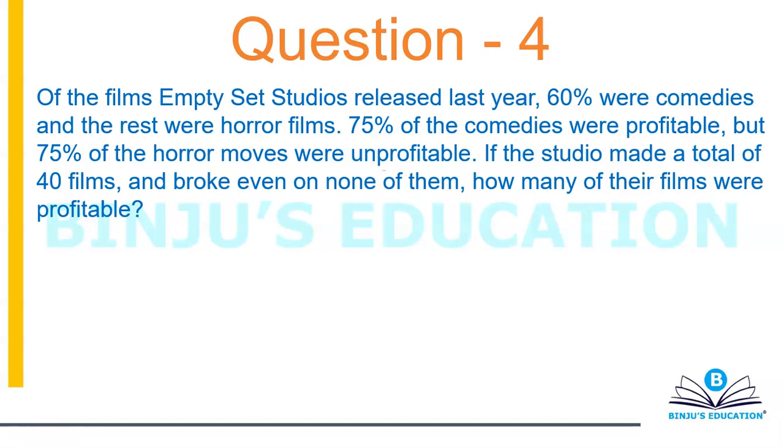Alright. So of the films Empty Set Studios released last year, 60% were comedies and the rest were horror films. 75% of comedies were profitable, but 75% of horror movies were unprofitable. If the studio made a total of 40 films and broke even on none of them, then how many of their films were profitable?